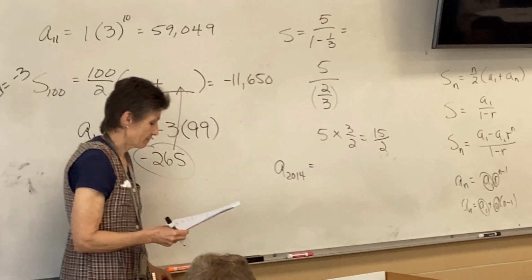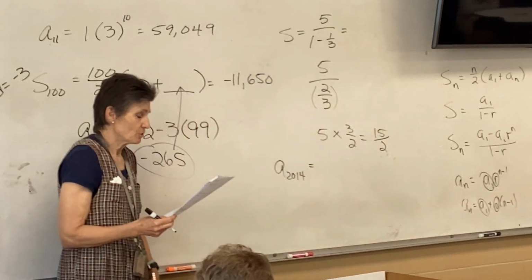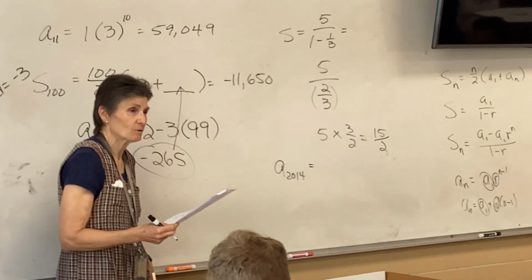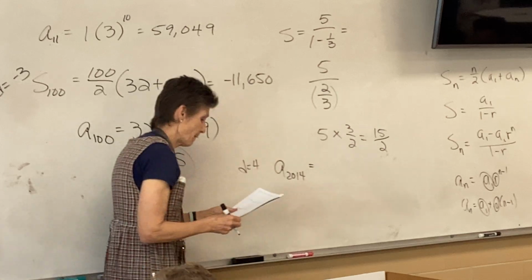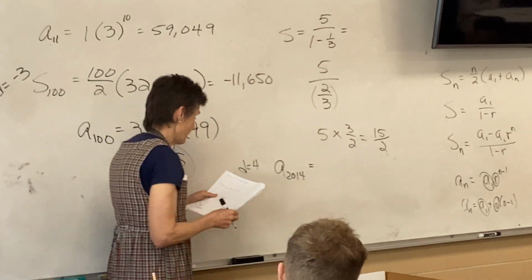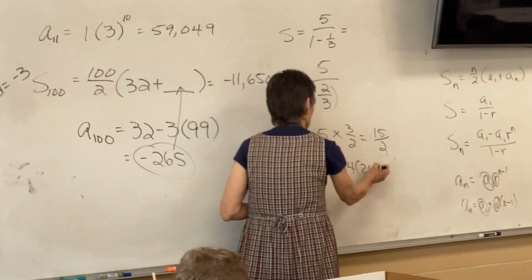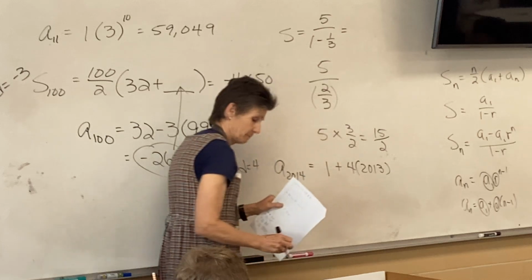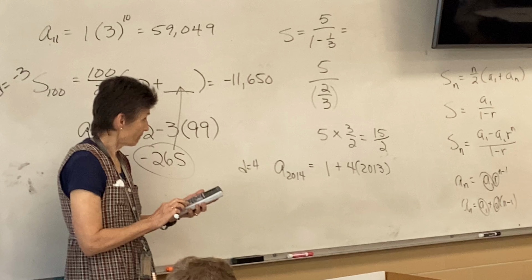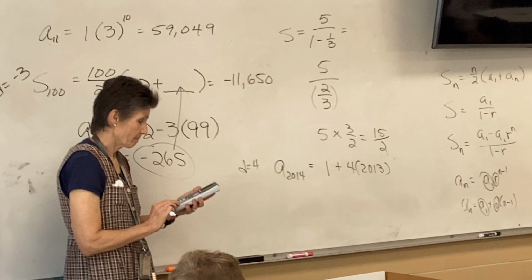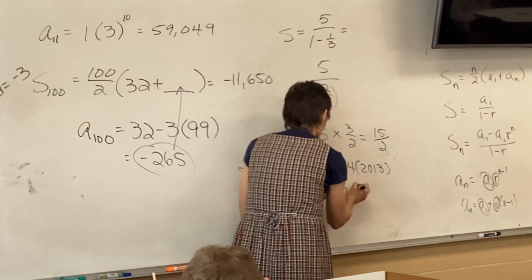Next, we're gonna find A, so I'm using one of these formulas right here. Is it arithmetic or geometric? 1, 5, 9, 13. Arithmetic with a common difference of 4. That's the bottom formula, so here we go. First term plus the common difference times 2013. Did you get 8,053?